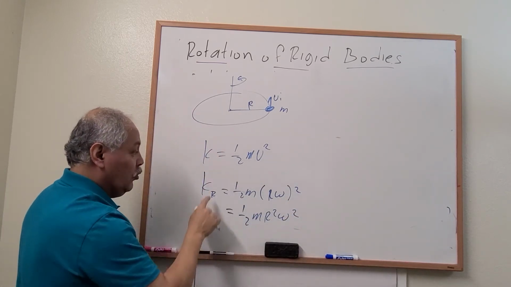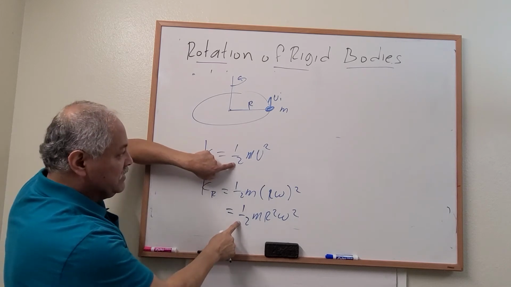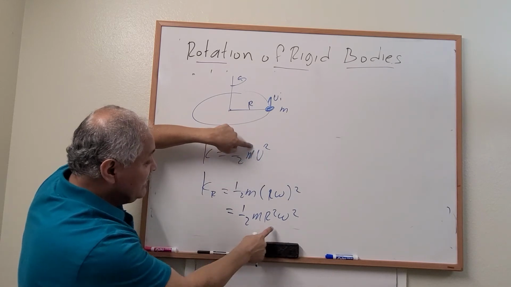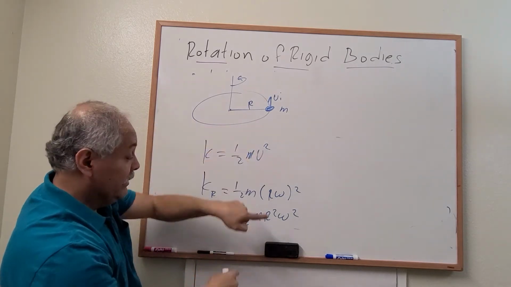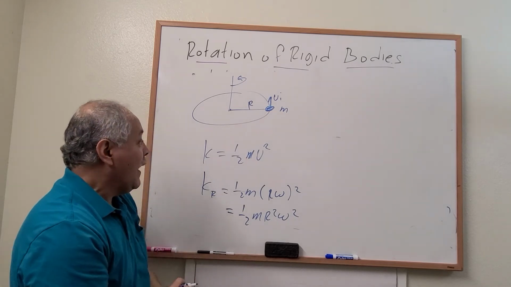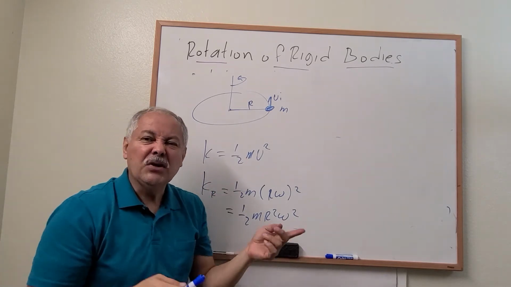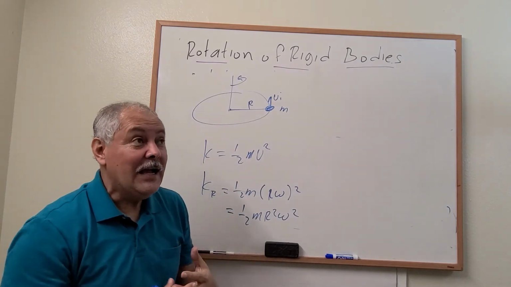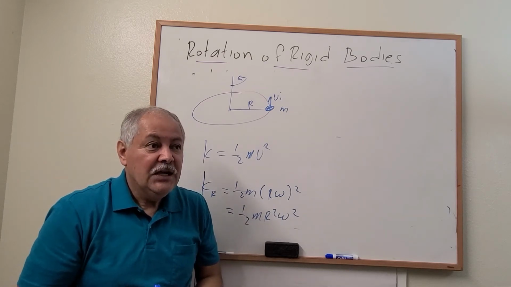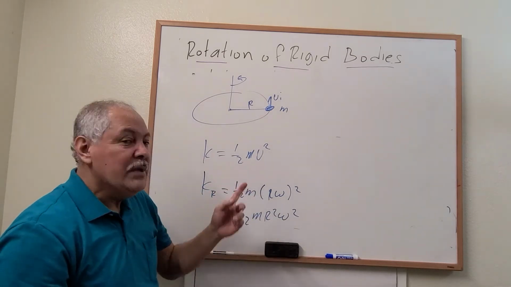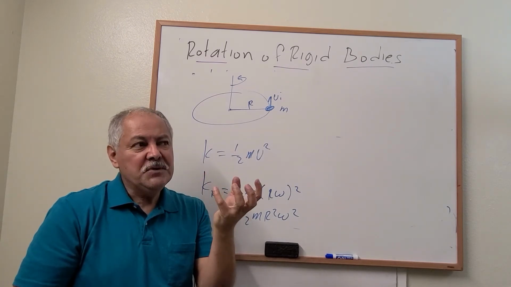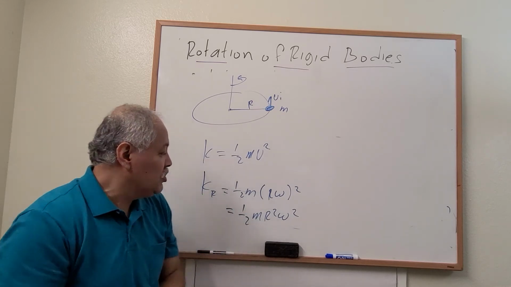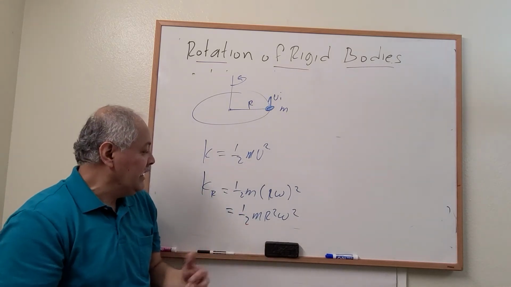Now, when we compare these two equations, this is 1/2, this is 1/2, this is velocity squared. This is mass, and this is also mass times something, times the radius squared. One of the definitions of mass: how can we define mass in mechanics? We can define it as the resistance to change velocity. How much mass an object has is how much resistance this object has to change its velocity.